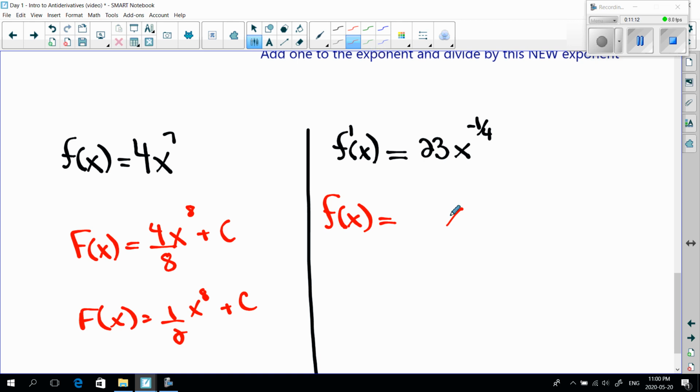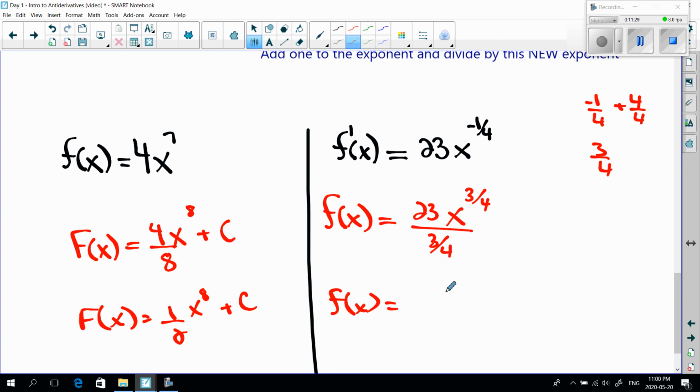All right, I'm going to add 1. So negative 1/4 plus 4/4 gives me 3/4. So it'd be x to the 3/4. I'm going to take that 23 and I'm going to divide it by 3/4. If you're wondering what 23 divided by 3/4 is, remember how to divide fractions. It's 23 times 4/3. 23 times 4 would be 92. 1 times 3 is 3. I got 92 over 3. Doesn't reduce. x to the 3/4. Don't forget your plus c.